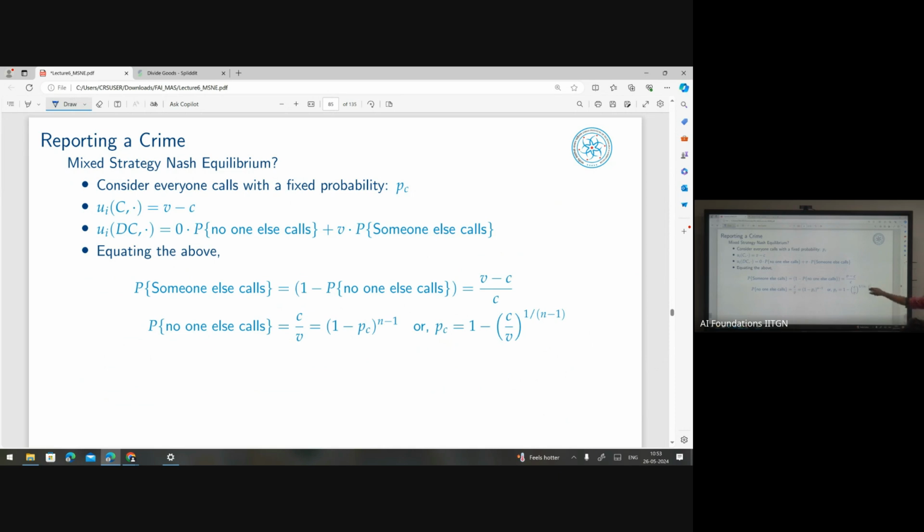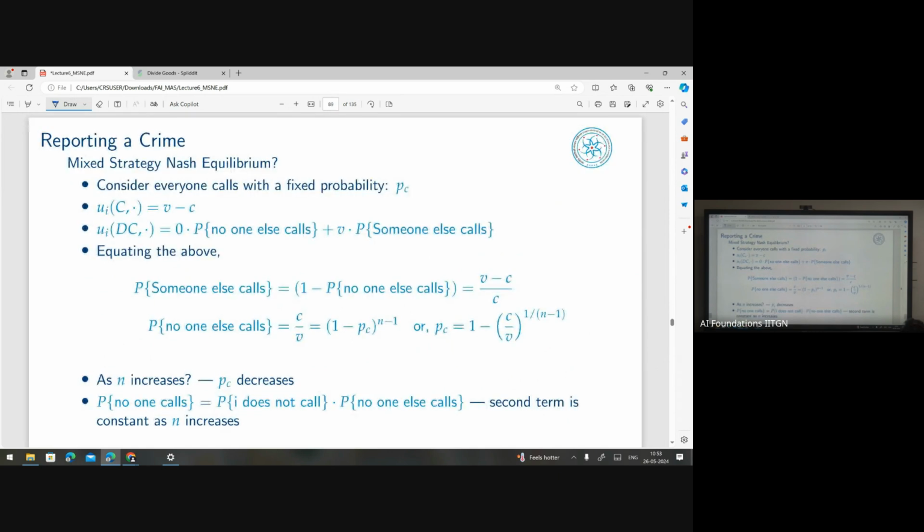Go with the ratio n. That's why it becomes smaller and smaller. We see V minus C. Again, go and work out the math. As n increases, PC will decrease. The probability that you call will decrease. Go and work out the math.